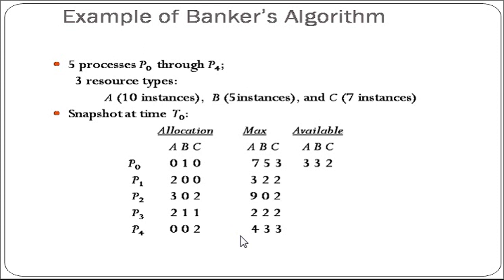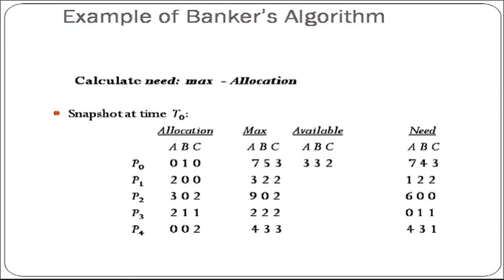If all the processes, that is P0 to P4, get the resources, then we can say that the system is in the safe state and the deadlock can be avoided. Let us see the steps. First of all we will calculate the need of every process. How to calculate need? Need can be calculated as max minus allocation.